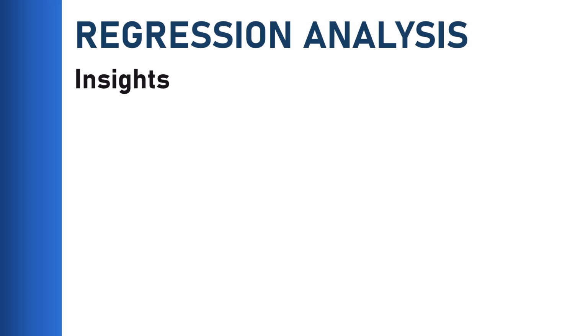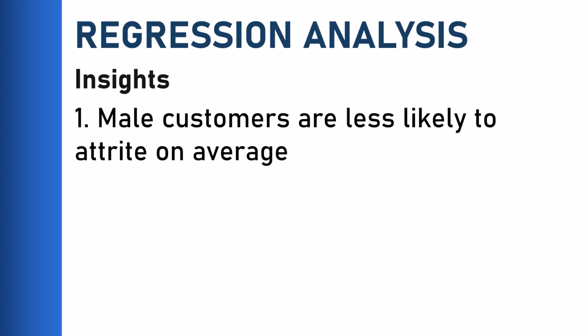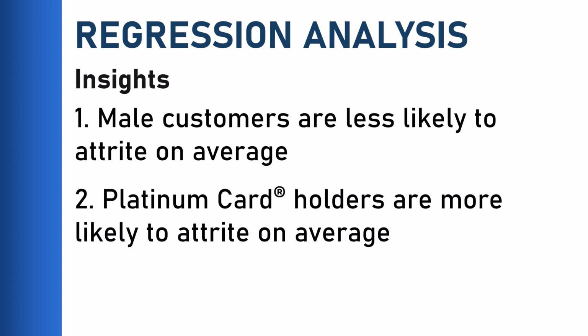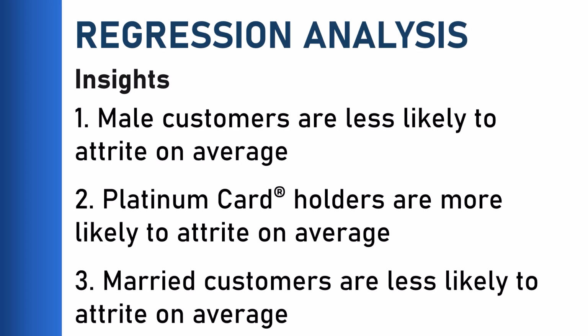So, from the regression analysis, there are a handful of key insights. First, male customers are significantly less likely to attrit than female customers on average, which suggests potential differences in satisfaction or expectations among male and female customers. Second, customers with a platinum card are significantly more likely to attrit than those with different card types on average, which may indicate they are less satisfied on average and likely more inclined to search for alternatives. And third, married customers are less likely to attrit than non-married customers on average.